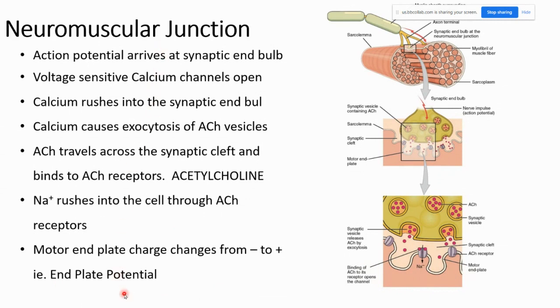So this is kind of step 1, even though it seems like there's a million steps there. What happened: the message came from the brain, and at the end of this slide, now the motor end plate is excited, end plate potential. So we got the message across from this cell to this cell, from the neuron to the muscle fiber.